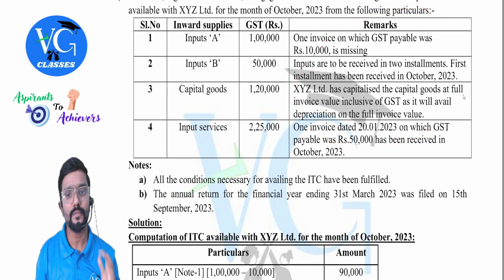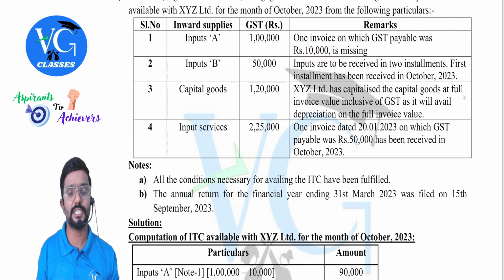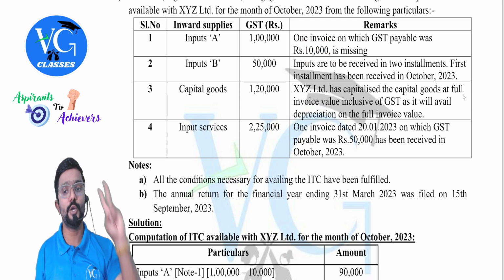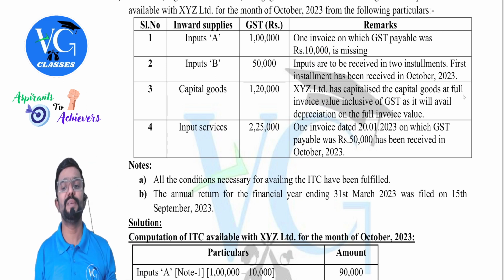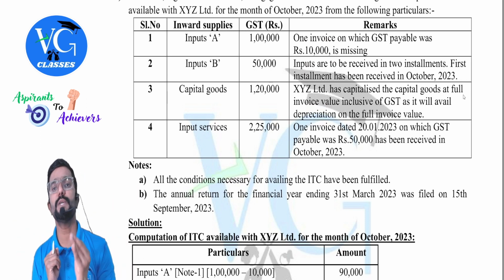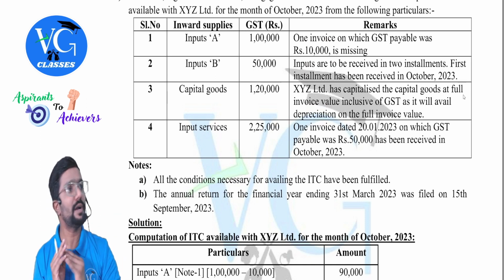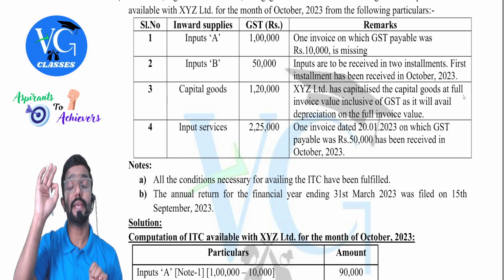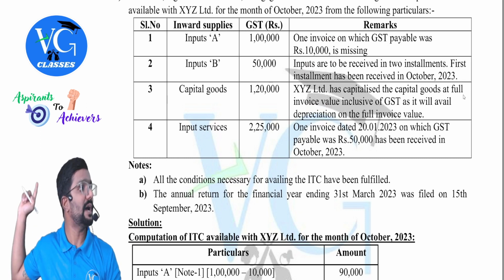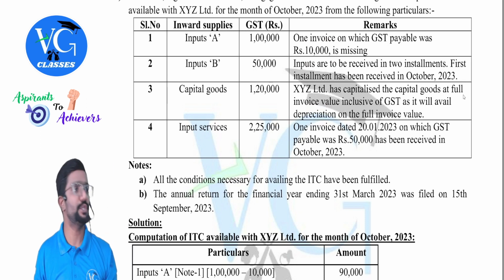Okay, sir. Second one, input B. For the earlier 10,000, no credit, guys. Input B, 50,000 is the GST paid. Inputs are to be received in 2 installments. The first installment has been received in October 2023, so the second installment will be received in the future. When goods are received in installments, can we claim the credit proportionately as and when we receive each lot? No. I can claim full credit only when I receive the last lot. This is as per the proviso to section 16(2).